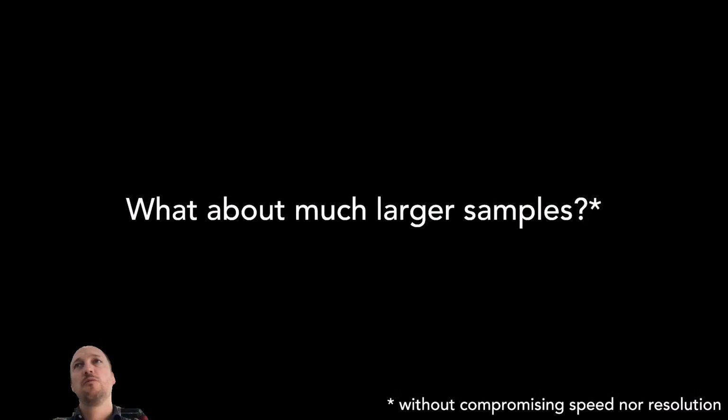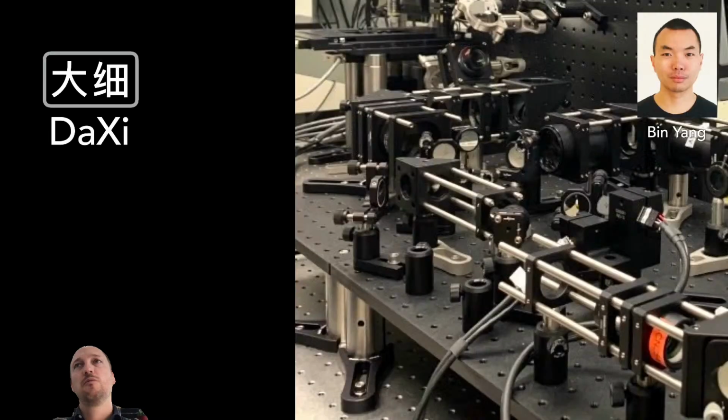But now the question, when Bin joined my team at the Biohub, we were thinking, okay, so what are we gonna do? Because we wanted to image a zebrafish, one thing that became clear is that we need to image much larger samples, and we wanted to retain the same ergonomics and simplicity that single objective light sheet microscopy had introduced to the field. So, can we image much larger samples without compromising speed nor resolution? Can we push the boundaries without losing anything? And this is really what Bin set out to do with DaXi.